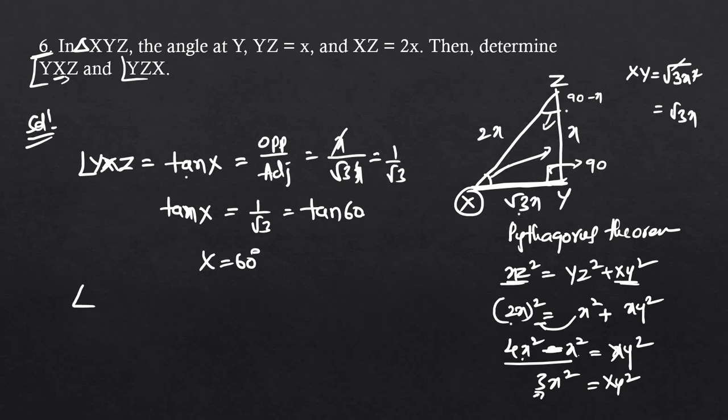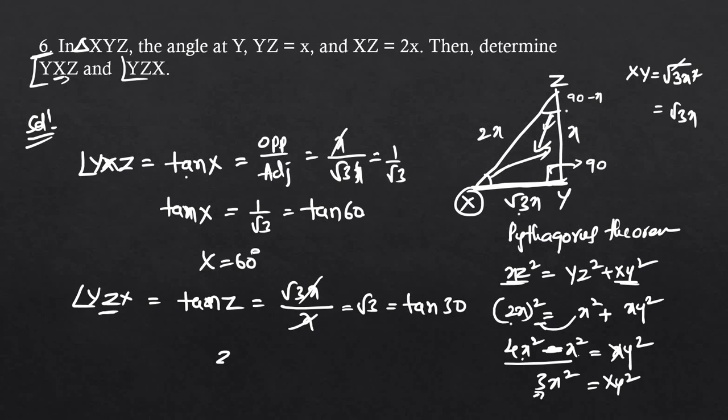Another thing we have to find is angle YZX. So tan z is equal to, from up to down, opposite to z, which is root 3 x, divided by adjacent, x. The x will get cancelled, so root 3 will remain. Root 3 is equal to tan 60, so z is equal to 30 degrees here. So these are the two angles he is asking us to determine, x and z.